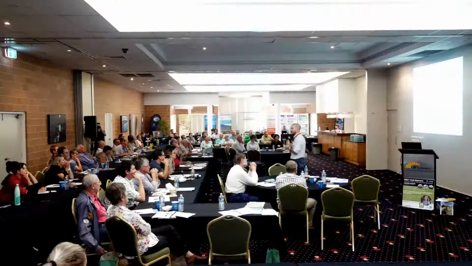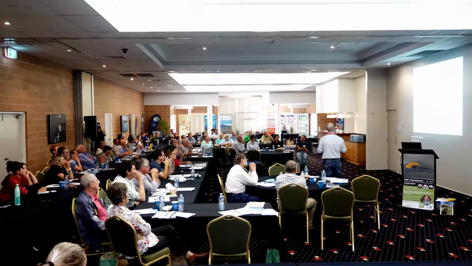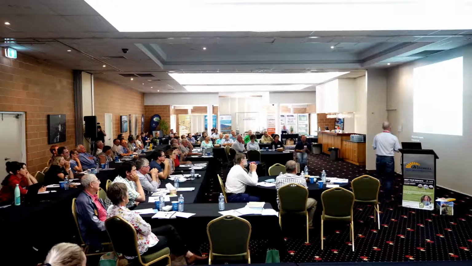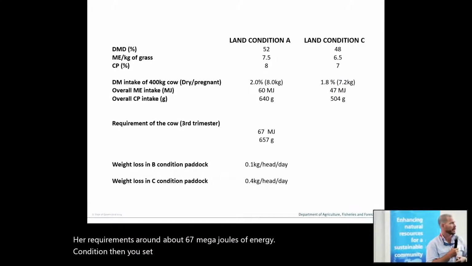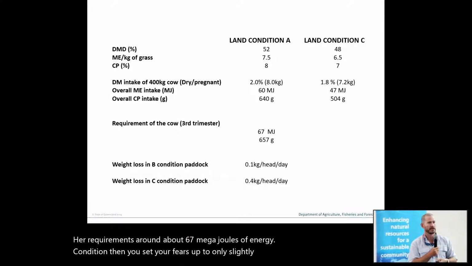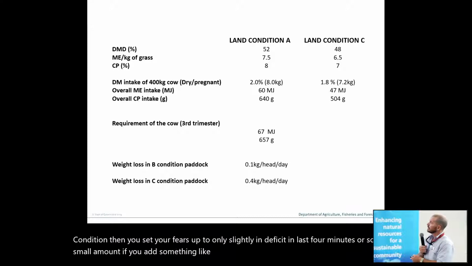Now, if you are a cow, because that was taken in September, we'd hope that we'd have some cows in there close to calving, so third trimester pregnant cows. Her requirement is around about 67 megajoules of energy and 657 grams of protein. If you've got a paddock in this condition, then you have set your cows up to only be slightly in deficit in the last trimester of growth, so they're losing a small amount of weight. If you add something like a urea dry lick, a small amount of urea to help stimulate a bit of extra intake, you're actually going to absolve that deficit. So you've got management options there.